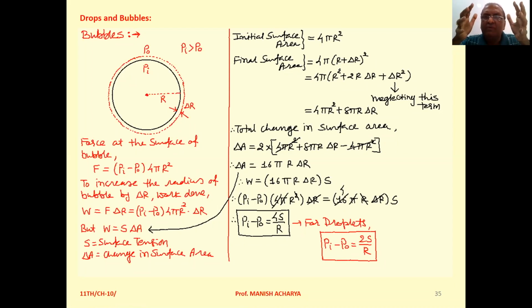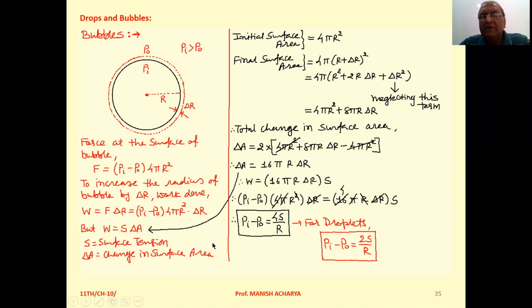Now, to increase the radius of the bubble by delta r, the entire spherical surface should be displaced by delta r. It implies that to increase the radius of the bubble by delta r, the work done is force into displacement. So work done W is force into displacement, but force is Pi minus Po into 4 pi r square, into displacement delta r.